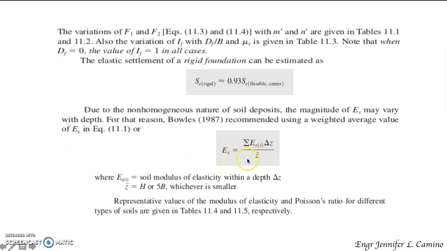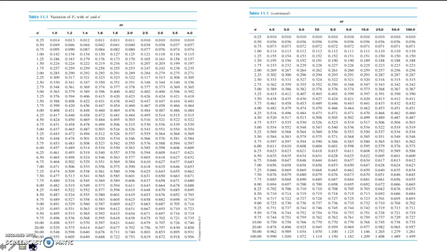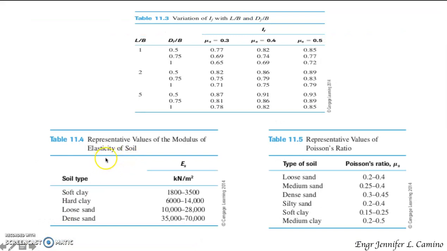And E sub s is given by this equation, wherein E sub s(i) is the soil modulus of elasticity within a depth of delta z, and z bar is equal to H or 5B, whichever is smaller. Representative values of the modulus of elasticity and Poisson's ratio for different types of soil are given in Tables 11.4 and 11.5. So we have here the representative values for E sub s, the modulus of elasticity of the soil, and for the Poisson's ratio, which is dependent on the soil type.